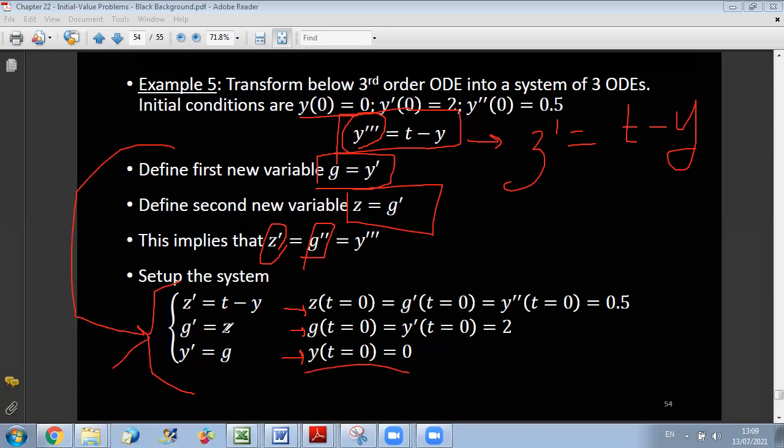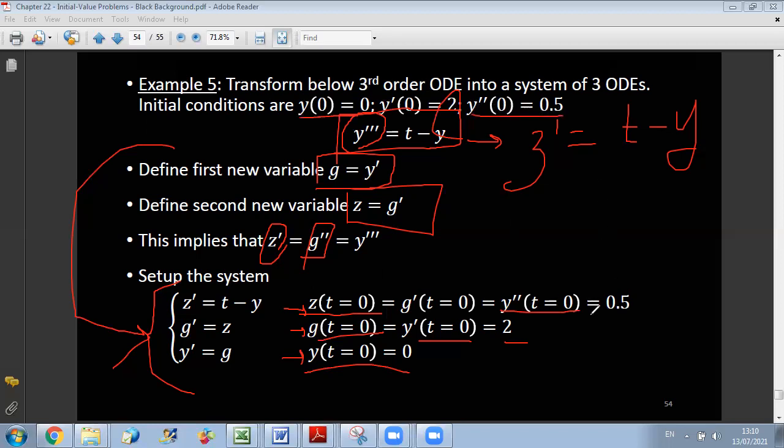For g prime equals z, I will use the condition g at 0, and g is nothing other than y prime. So I can replace g by y prime, g at 0 by y prime at 0, and y prime at 0 is given to be 2. So g at 0 is 2. And finally, for the first equation, I need a boundary condition for z. Z is g prime, and g prime is y second. So I replace z at 0 by y second at 0, and y second at 0 is 0.5.